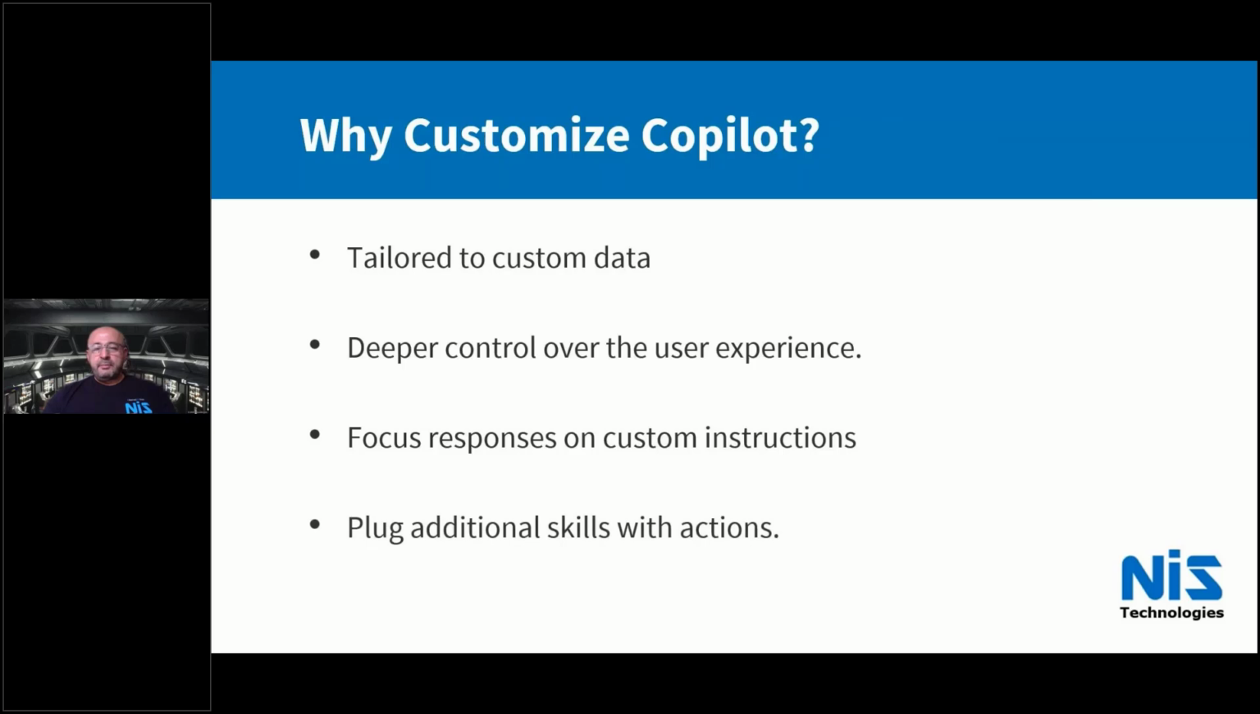In addition, I can plug in additional skills with actions so that as it retrieves an answer for the user, I can ask it, for example, to go out and research an API to get a better price on the item, or a more recent price, or look up inventory. So it can do all those things with additional plugins.